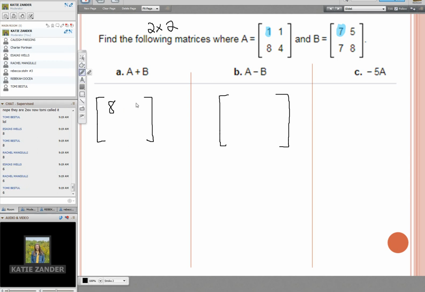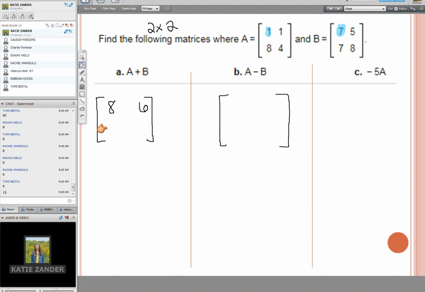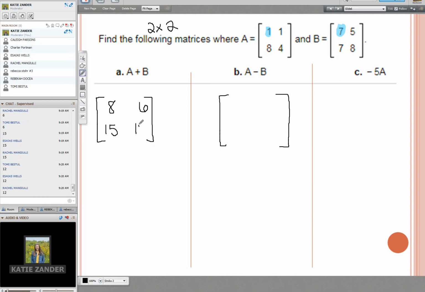What is the next element going to be in row 1, column 2? A 6. Then we'll jump down to row 2. So row 2, column 1, 15. And then lastly, row 2, column 2. Really this is just adding. If you can find the like elements there, you just add them together. Same thing with your subtracting. Just make sure you're doing matrix A first and then subtracting off matrix B.